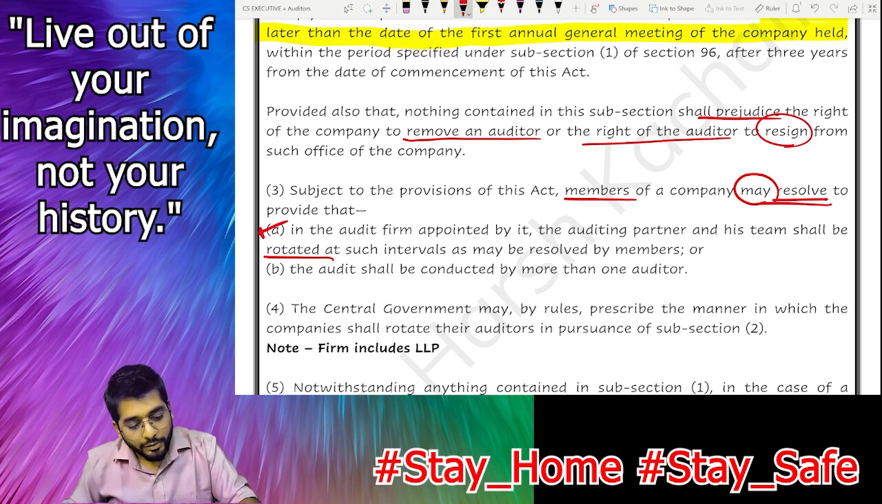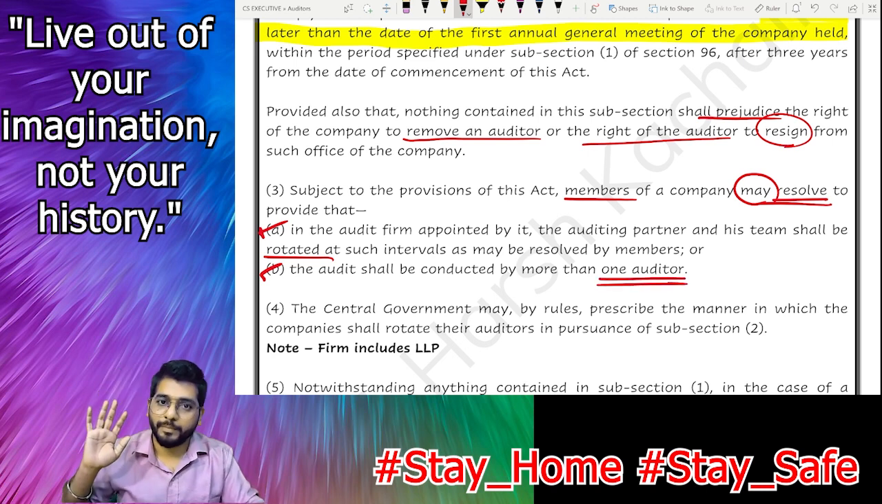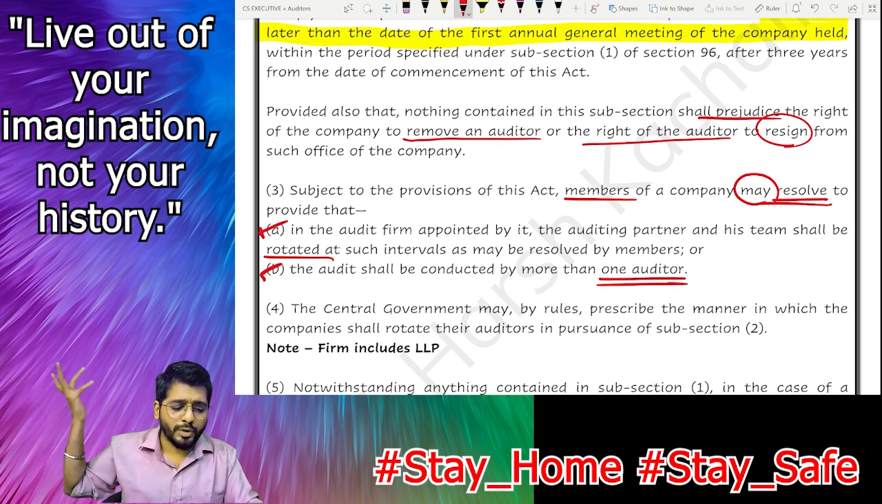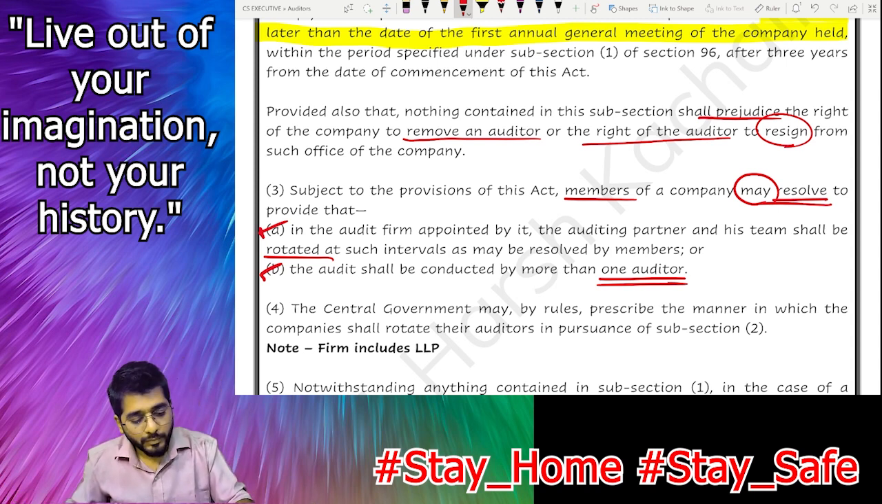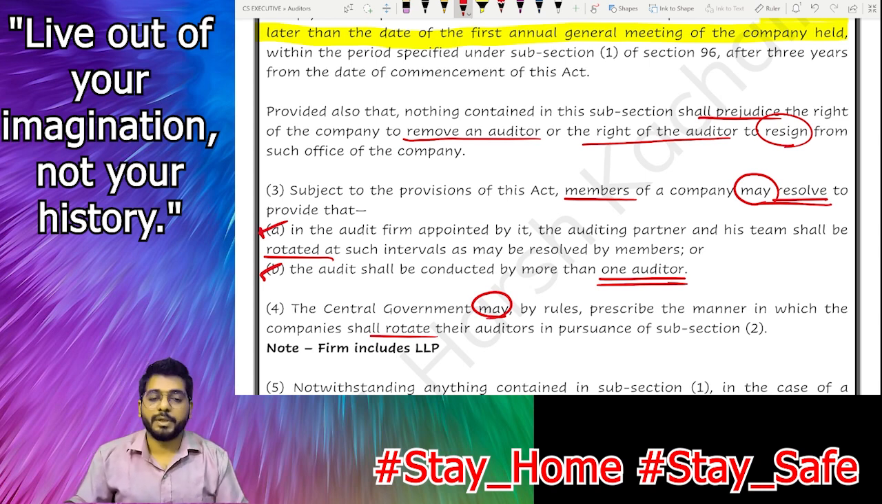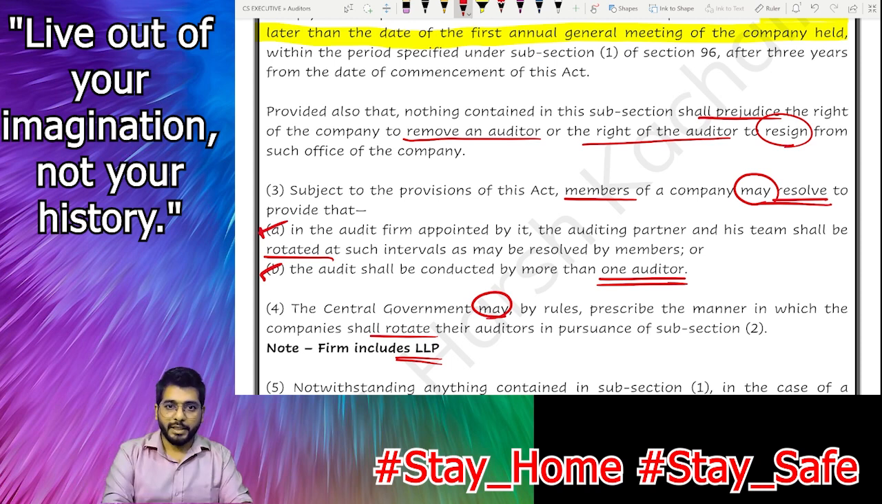You can do that. The audit shall be conducted by more than one auditor. That also is a condition the company can impose. Understood? Then it is up to the auditor. The auditor says, no, I am not comfortable with that, I will not take the audit of your company. Fair enough. Nobody is forcing anybody over here. Central government may by rules specify the manner in which the companies shall rotate their auditors as per subsection 2. Firm includes LLPs also. So when I say individuals and firms, it means LLP also. So only a simple point: they are saying central government may also prescribe rules for rotation of the auditor.